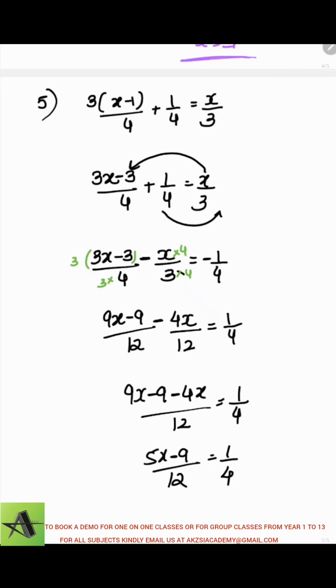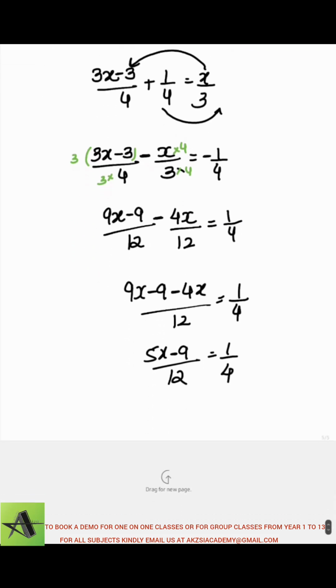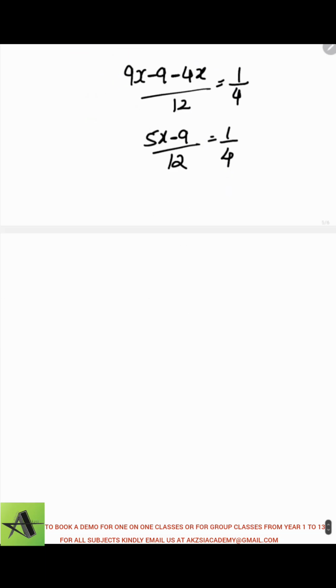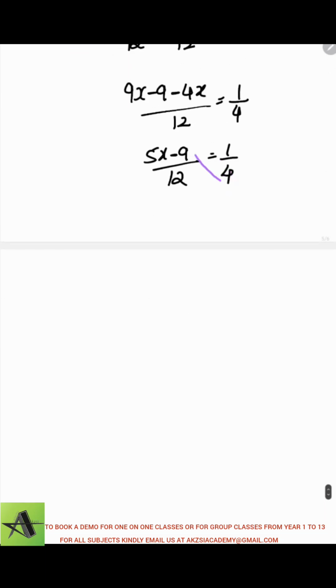And now at the end we have to cross multiply. On cross multiplying, I will get here 4 will go up there and 12 will go up there. So this will be 4 times 5x minus 9 and this will be 12 times 1. So now we have to expand this. 4 times 5x is 20x. 4 times minus 9 is negative 36 and 12 times 1 is 12.